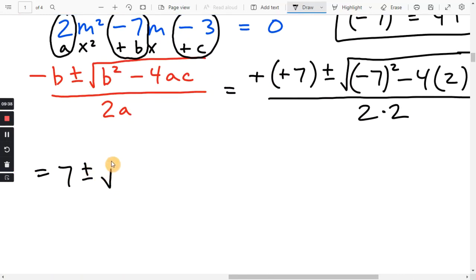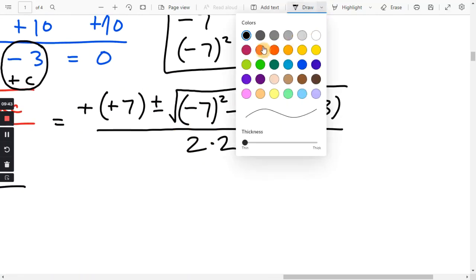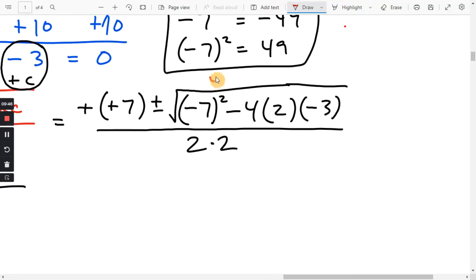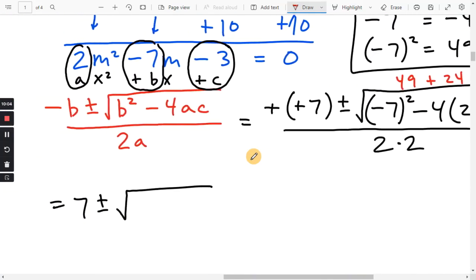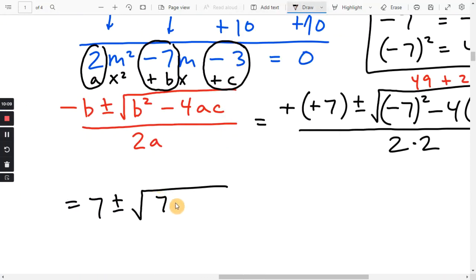Okay, the negative of negative 7, the two negatives in a row is positive. Plus minus radical. Okay, you can do this on the calculator or in your head if you want. Negative 7 squared is 49. And negative 4 times 2 is negative 8. Times negative 3 is positive 24. Okay, so be careful. There's two negatives here, so it's going to be a positive. 49 plus 24, that's 73. Okay, so under the square root, we just have radical 73. And that's divided by 2 times 2, which is 4.